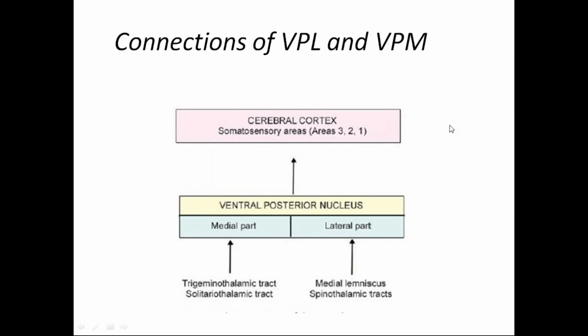But don't worry, I am doing the main connections with you. So remember only that. Ventroposterolateral, ventroposteromedial, we've done these ascending tracts. Remember, all the sensory tracts are coming here, going to the cerebral cortex sensory area, right?